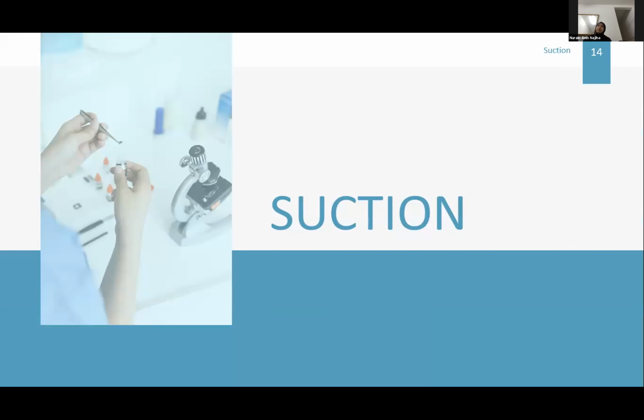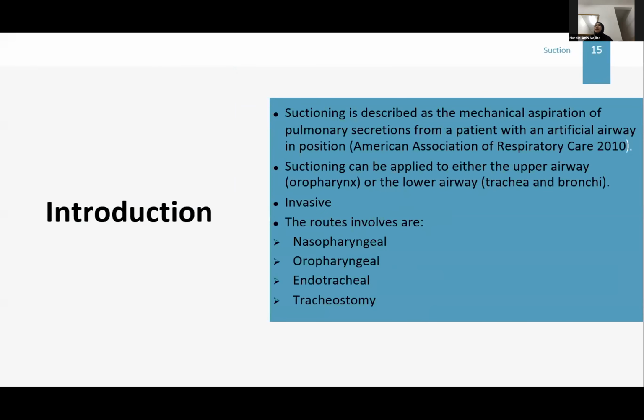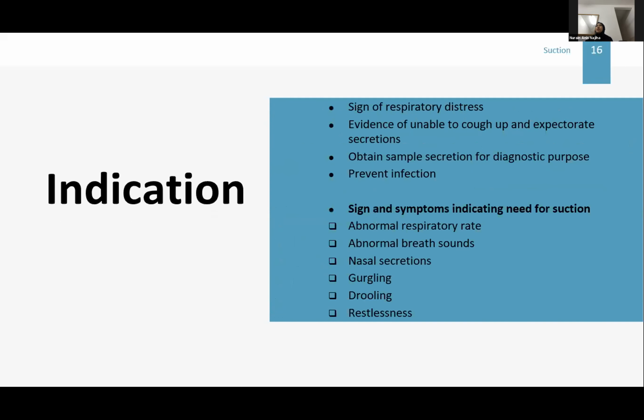Moving on to suction. Suction is described as the mechanical aspiration of pulmonary secretion from a patient with an artificial airway. Suction can be applied to either the upper airway or the lower airway. It is a medical procedure to clear retained or excessive secretion in the respiratory tract to facilitate airway expansion. It needs to be noted that this is an invasive procedure, so it should only be carried out if indicated and not on a routine basis. The routes involve nasopharyngeal, oropharyngeal, endotracheal, and tracheostomy.